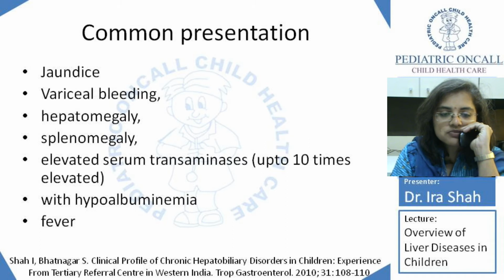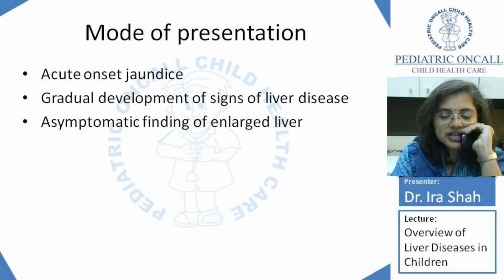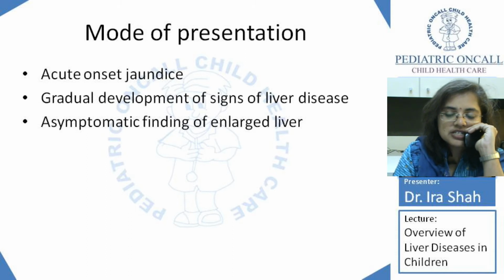Most of these patients will present as jaundice, variceal bleeding, hepatosplenomegaly, elevated liver enzymes and low albumin. Low albumin is very important. They may come to us as acute jaundice, they may come to us as gradual signs of liver disease, or they may just come to us as hepatomegaly.